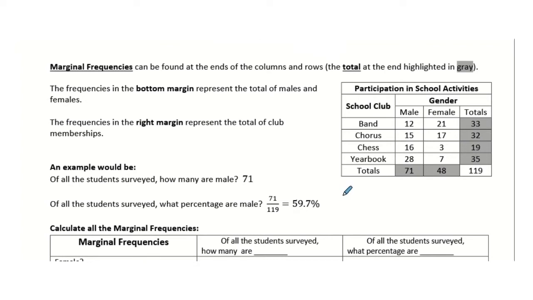An example would be of all the students surveyed, so that tells me that we're taking this out of 119, how many are male? So the total number of males is 71. Of the students surveyed, so out of 119 students, what percentage are male? So we said 71 students out of the 119 were male. If you divide this in your calculator and multiply by 100, you'll get 59.7%. Here we're going to round to the nearest tenth. So that means the first decimal place.